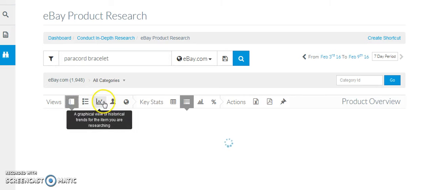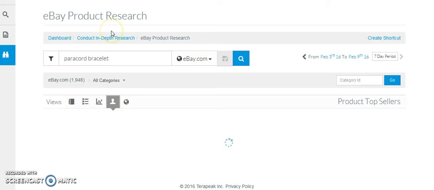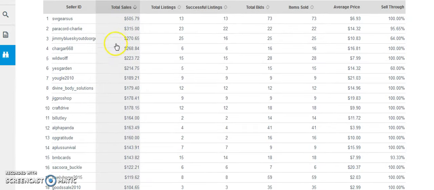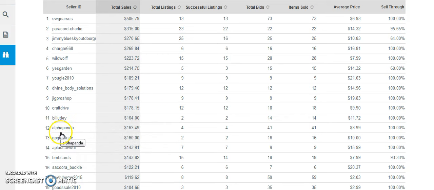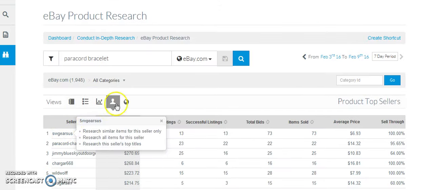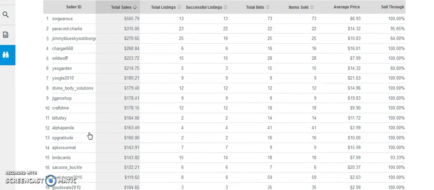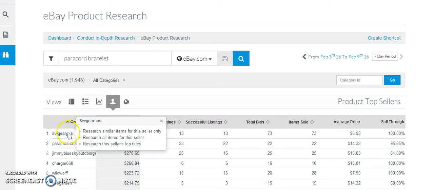So here's the overall sales stats on paracord bracelets here. $10,000 worth sold a week. That's pretty good. We're going to click the guy icon, which is going to be the top 20 sellers. And let's see. Oh, you know what? Okay, Alpha Panda is only the number 12 seller. So honestly, maybe my strategy there wasn't the best. Like I said, this is normally how I would do keyword research. Normally, I would go up here and find this guy who had the top total sales. And that's weird. These stats aren't matching up with the other one. Anyhow, normally I would find the top seller here.